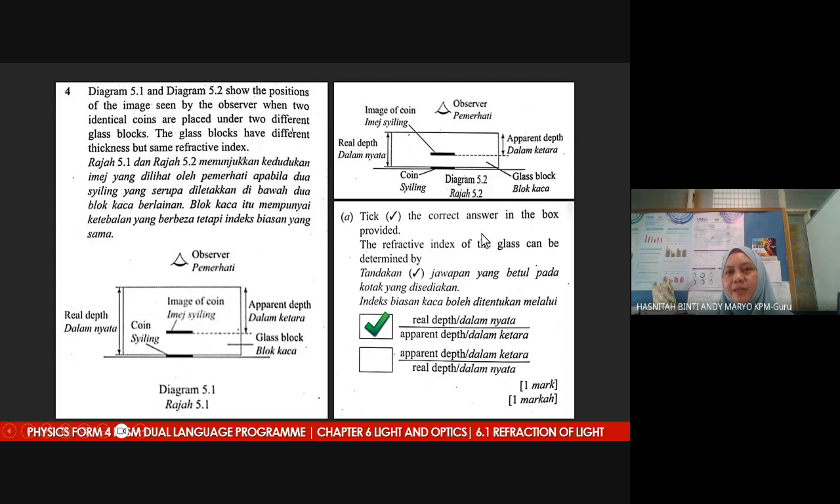Okay, students. First, tick the correct answer in the box provided. So, the refractive index of the glass can be determined by which formula? Real depth divide apparent depth or apparent depth divide real depth? So, the answer is the first. Okay, real depth divide apparent depth.